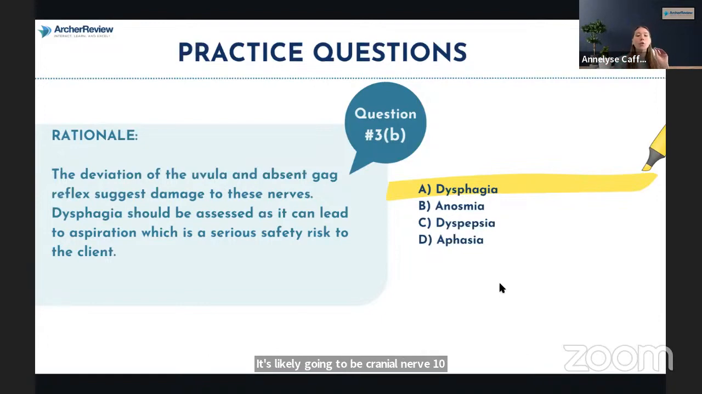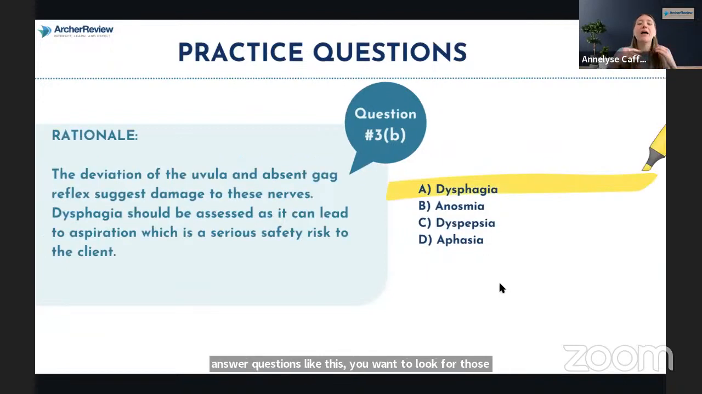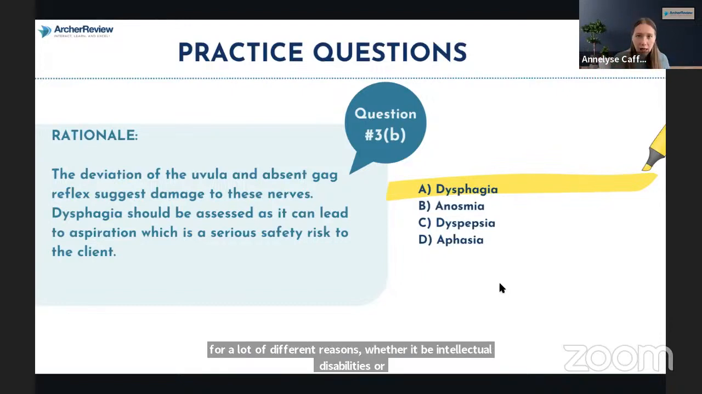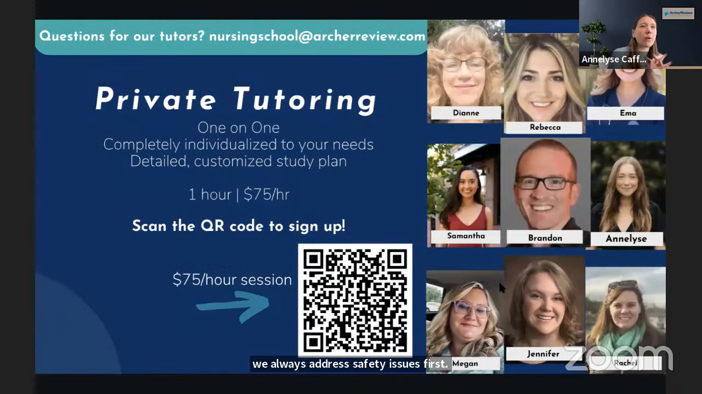But now remember, the question says, what is the priority nursing assessment? Remember, when you guys answer questions like this, you want to look for those key words like priority or first. Dysphagia is a higher safety risk than the inability to speak. Plenty of people are considered mute. They don't speak for a lot of different reasons, whether it be intellectual disabilities or cranial nerve dysfunction, and they live full lives. Dysphagia, the inability to swallow or difficulty swallowing, is a safety issue, and we always address safety issues first.